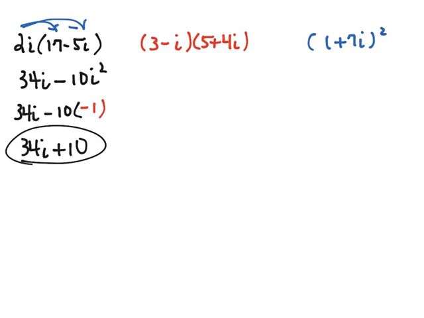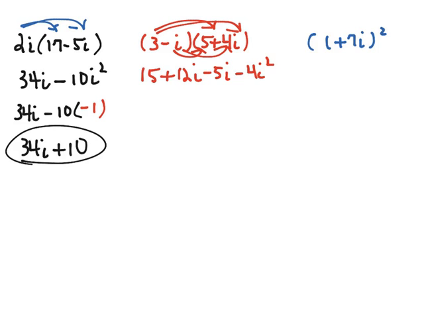In the next example, 3 minus i times 5 plus 4i, we're going to need to multiply this out term by term. So 3 times 5 would be 15. 3 times 4i would be 12i. Negative i times 5 would be minus 5i. And negative i times 4i would be negative 4i squared.